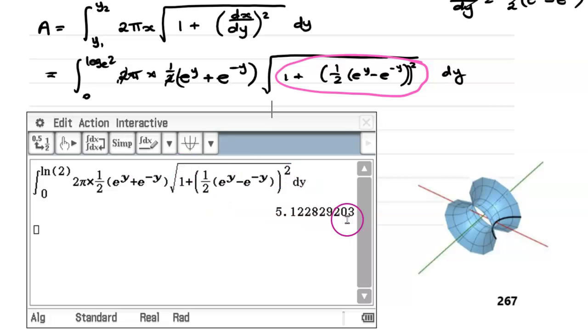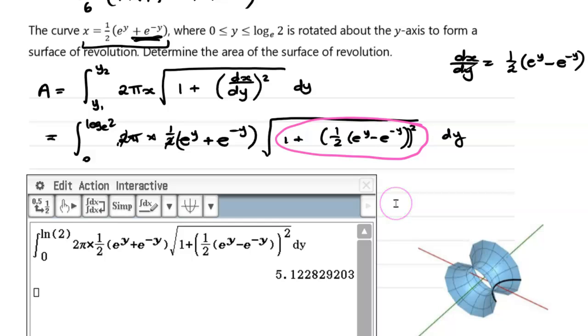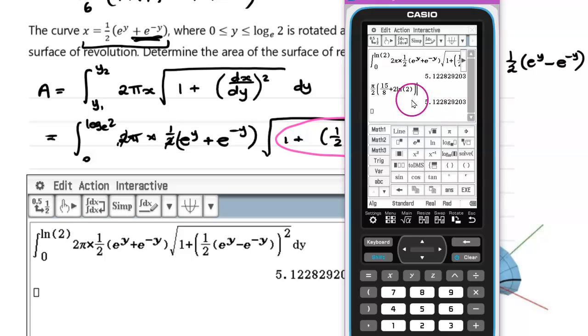This was a very involved question, but on the CAS, quite straightforward. I encourage you to try this one by hand, and confirm that you do get that answer that I had on the CAS as your final answer if you rearrange it there. But yeah, really fun question.